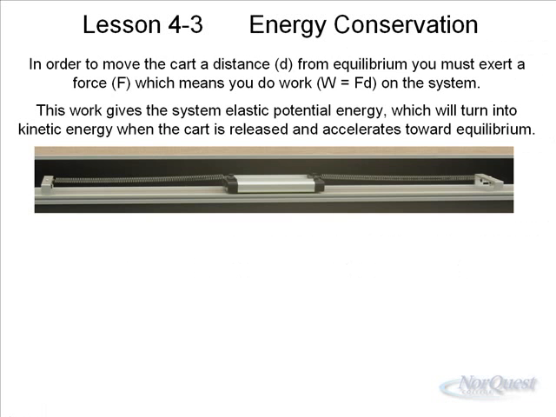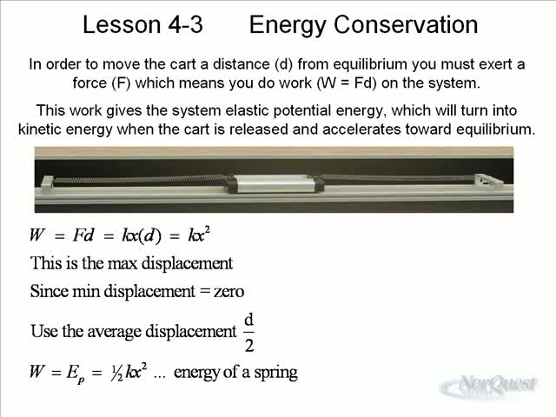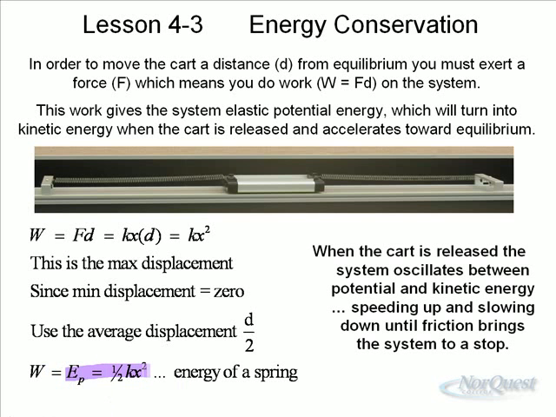In order to move the cart below a distance d from equilibrium, you must exert a force, which means you do work, Fd, on the system. And as we did in the previous lesson, we have derived a formula for the potential energy of a spring. And so the potential energy of the spring is 1/2 kx squared. So when the cart is released, the system oscillates between potential energy.